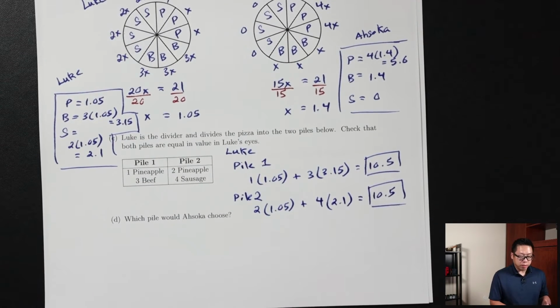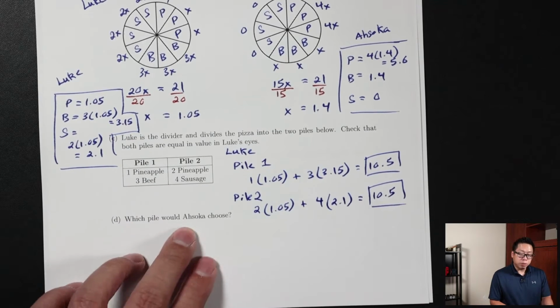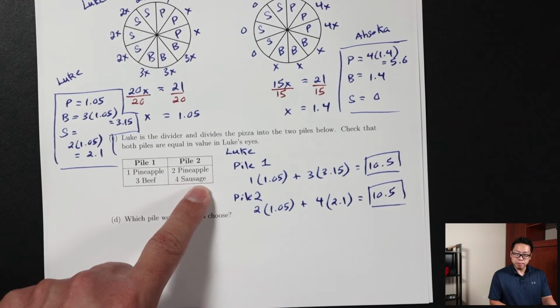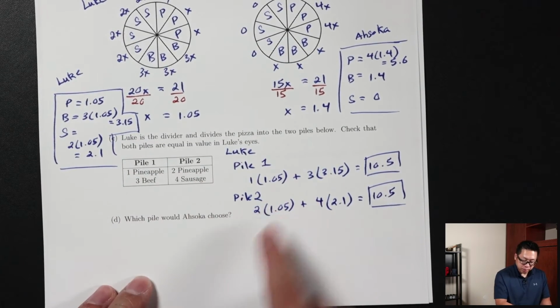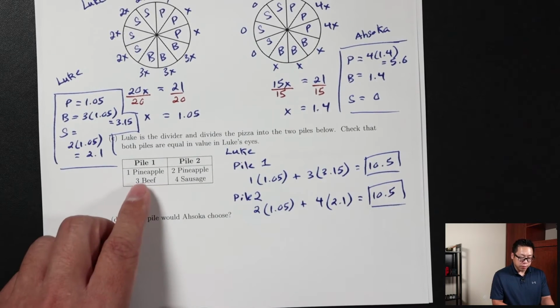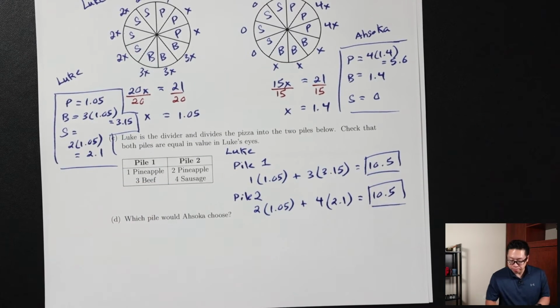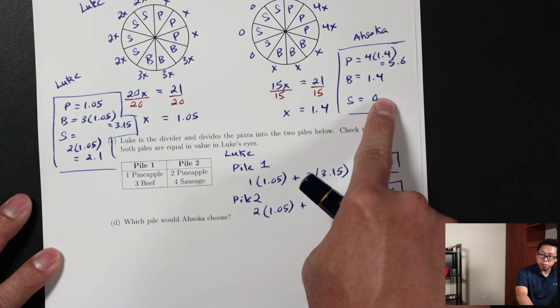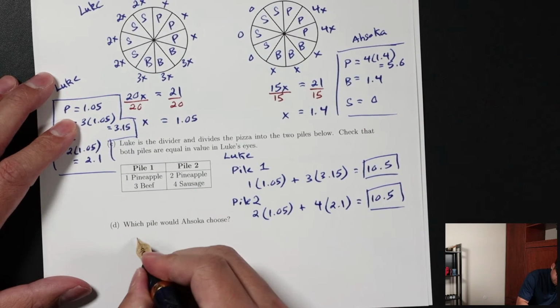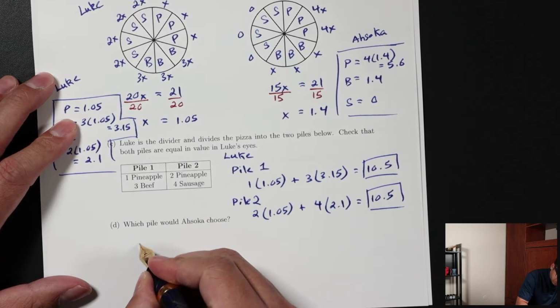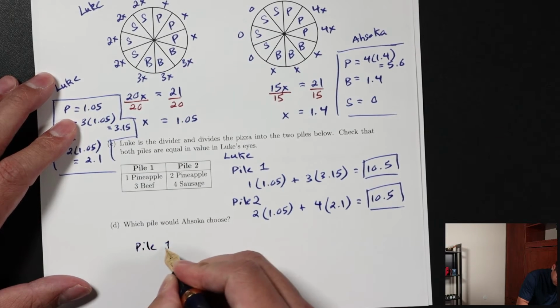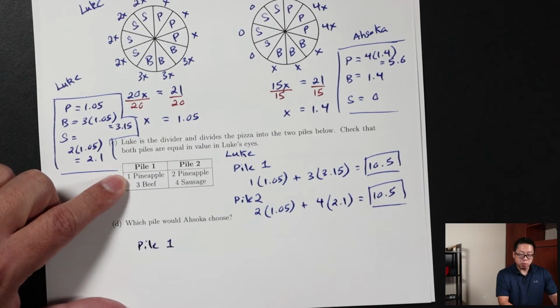Now, the chooser gets to pick the pile. So which pile would Ahsoka pick? To do this, we're going to do exactly the same thing. We're going to find the value of each pile in Ahsoka's eyes. So now we're going to use Ahsoka's numbers and do the same thing. So pile 1 is 1 pineapple, 3 beef.